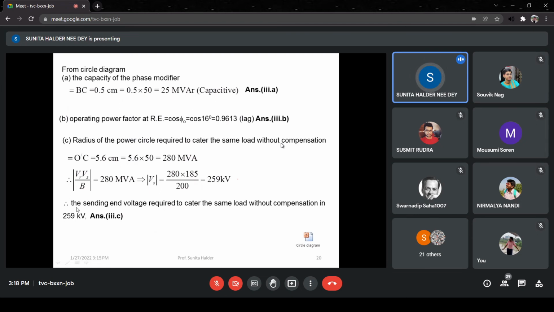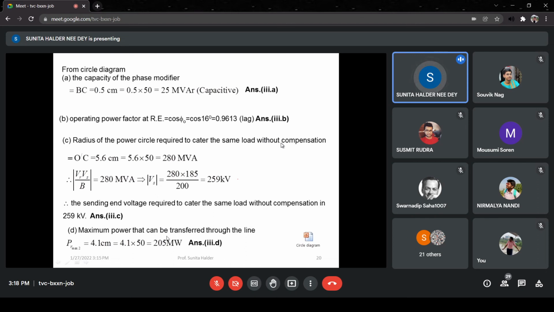So if we want to supply that power, 80 megawatt, with the voltage 240 kV, then we need this 25 MVAR compensation. If we want to avoid the compensation, then we have to increase the voltage level to 259 kV. So actually these are the applications of the power circle diagram.